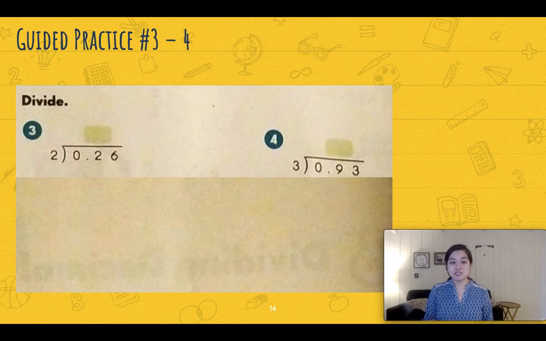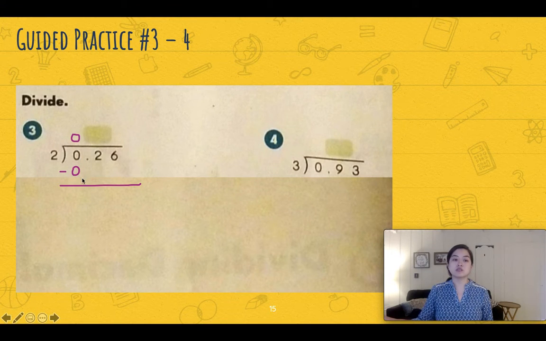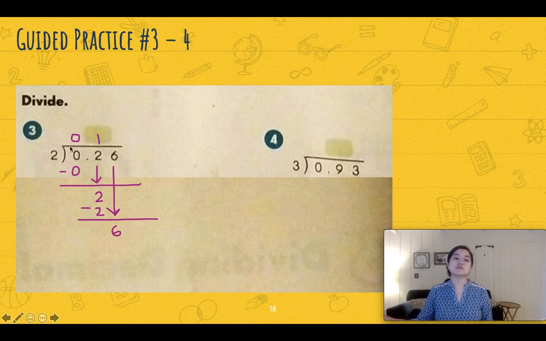All right, let's try and do number 3 together, okay? So number 3, 2 times what gets you 0? 0. So we're going to subtract 0 and you get 0. So we're going to drop the 2. 2 times what gets you 2? It's 1. So we're going to subtract 2. So 2 minus 2 is 0, right? So we're going to drop the 6 now. 2 times what gets you 6? It's 3, right? So 2 times 3 is 6, so we're going to subtract 6. And I got 0 here.